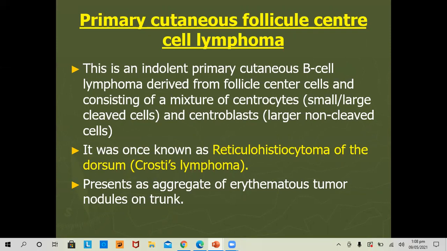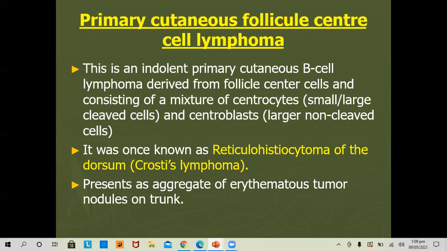Then the second primary cutaneous B-cell lymphoma is the primary cutaneous follicular central cell lymphoma. It is an indolent primary cutaneous B-cell lymphoma derived from the follicular central cells and consists of mixtures of centrocytes and centroblasts. This tumor was once known as the reticulohistiocytoma of the dorsum or crusty lymphoma. This term comes from the old literature, but now the term is primary cutaneous follicular central cell lymphoma.